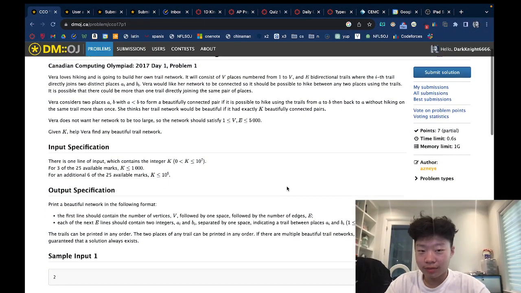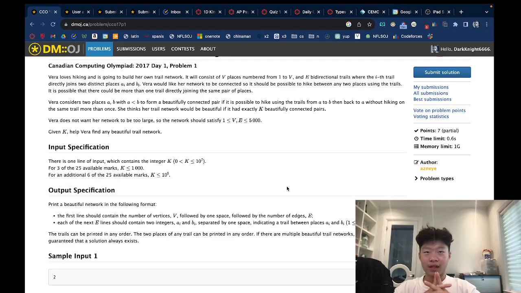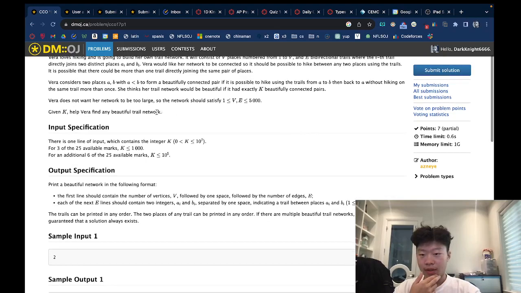Okay, question 1. This question is asking you to create a graph such that there are k pairs where A is smaller than B, and you can go from A to B and back to A without hiking on the same trail. Given the k, you're trying to find any graph. You're just trying to create the graph.